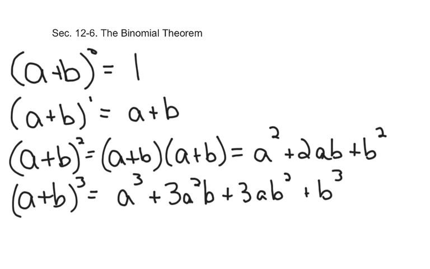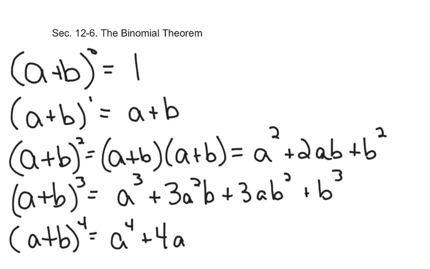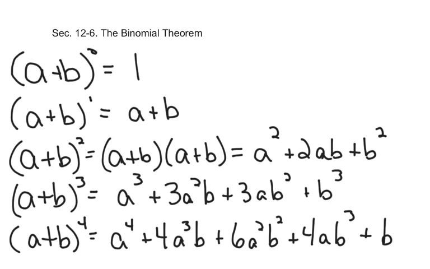And then if I were to multiply that product by one more a plus b, I would get a plus b to the fourth, which would be a to the fourth, plus 4a to the third b, plus 6a to the second b to the second, plus 4ab to the third, plus b to the fourth. And a pattern of the coefficients begins to emerge when I start looking at larger and larger binomial powers. And the pattern that emerges is something called Pascal's triangle.